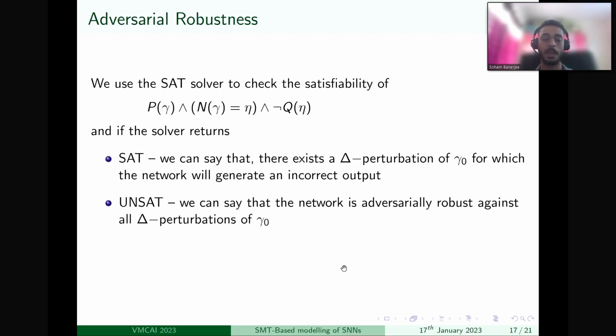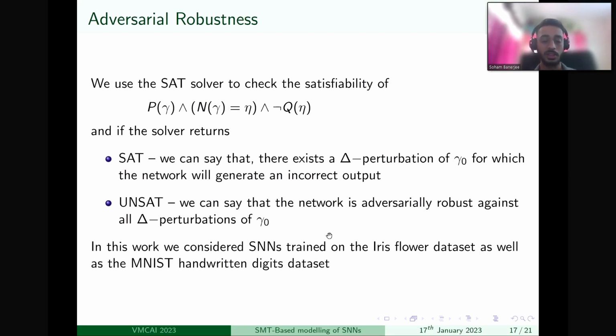Now, in this work, for the results section, we have considered SNNs trained on the IRIS flower dataset, which is a dataset with 4 input features and 3 output classes, as well as the MNIST handwritten digits dataset, which is a dataset made up of 28 by 28 pixel images of handwritten digits and labels corresponding to each digit from 0 to 9.